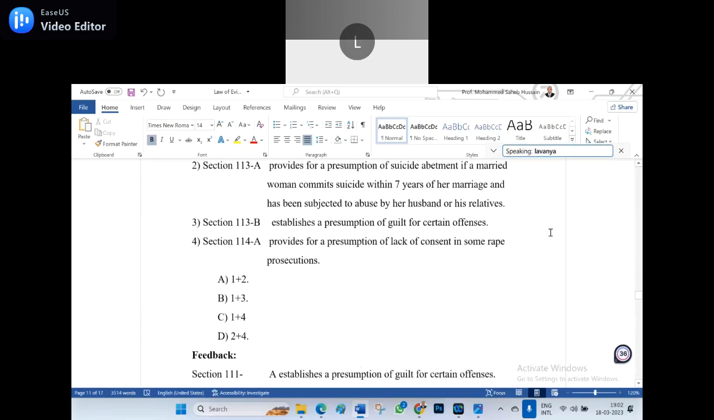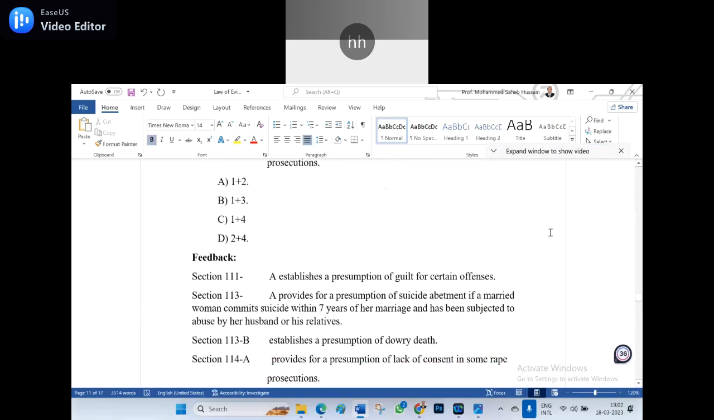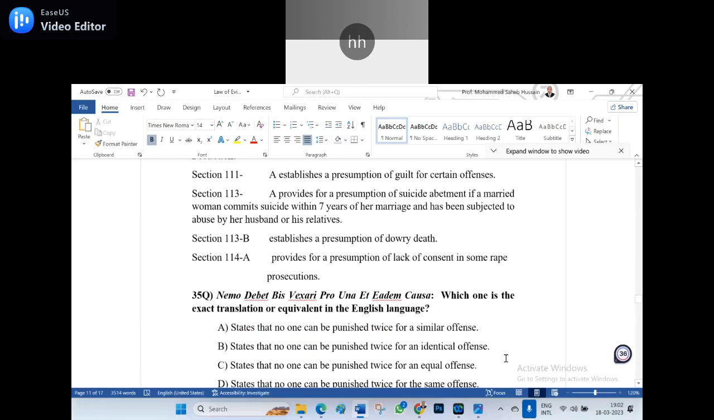The reason is, see here I have given the feedback. The feedback clearly says section 113B is dowry death, and section 111 established the presumption of guilt for certain offences. So I did not change anything, only I changed 1 and 3. These two changed, the rest of the other things are as they are. Is it clear? Say yes. Yes, sir. Good. 35th question.